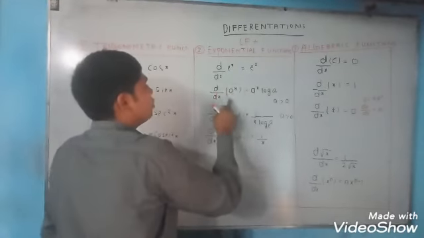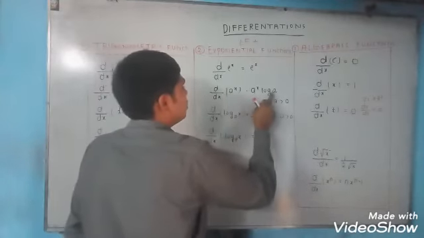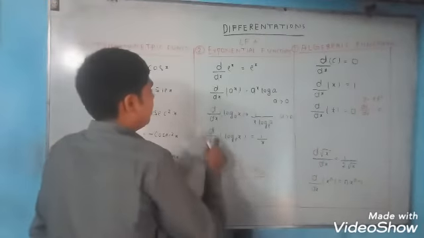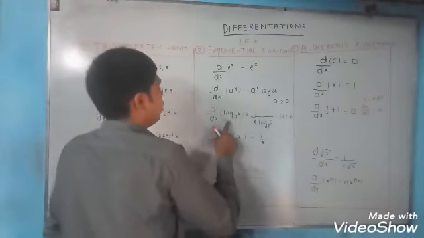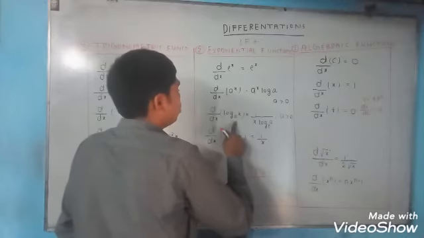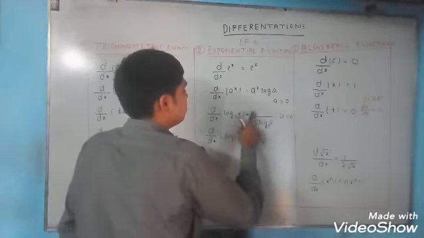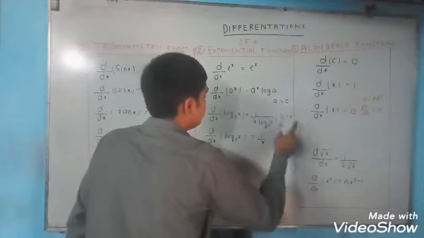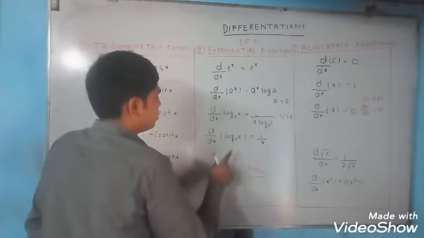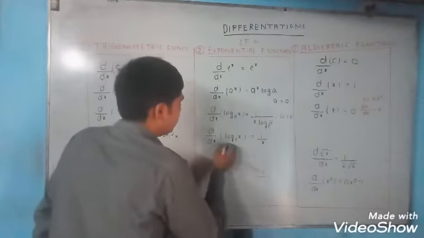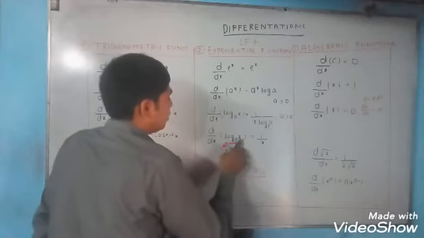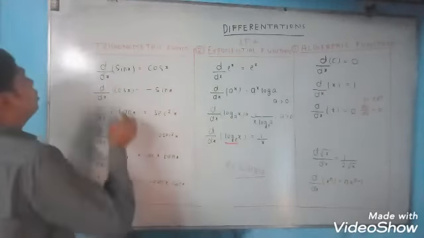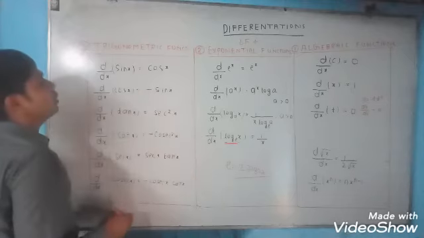And differentiation of a to the power x is a to the power x into log a, where a is greater than 0. Differentiation of log to the base a of x equals 1 by x log e a, where a is greater than 0. And here you can see differentiation of natural log, that is log x, equals 1 by x. Again, we are going to discuss the formulas of trigonometric functions.